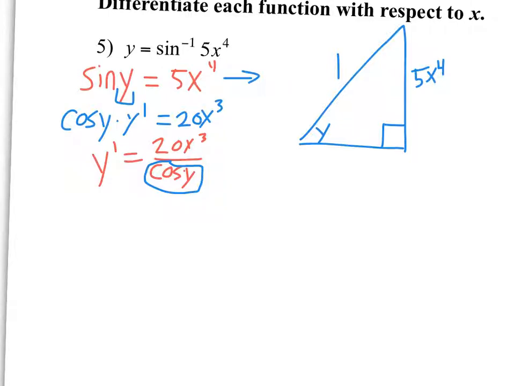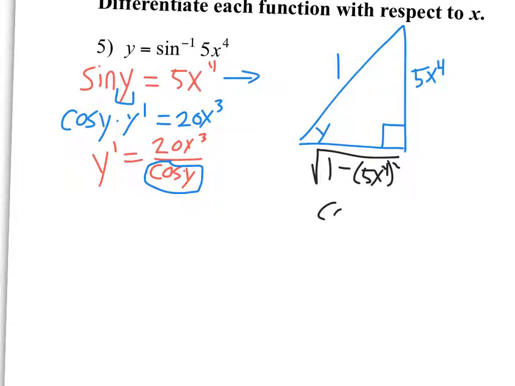The key here is that if I wanted cosine of y, I need an adjacent thing. I'm going to use the Pythagorean theorem. Hypotenuse squared is going to be 1, and I'm just going to write this as 5x to the fourth squared. And I take the square root because I'm trying to get just that side, not that side squared.